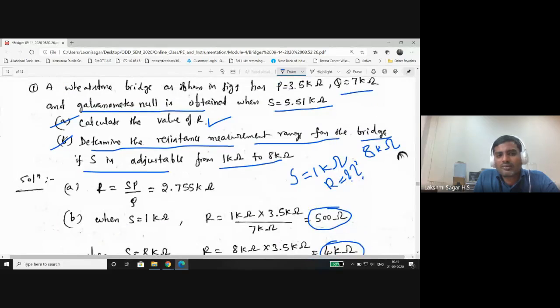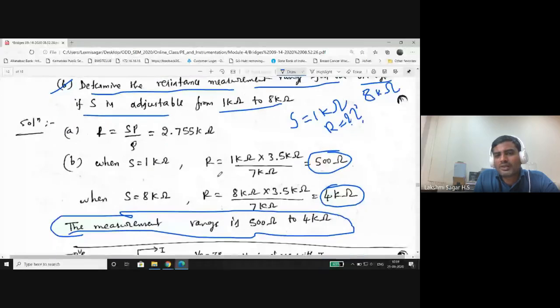So the second question tells: determine the resistance measurement range for the bridge if S is adjustable from 1 kilo ohm to 8 kilo ohm. First you need to calculate for 1 kilo ohm, next 8 kilo ohm. Then what is the measurement range? We got 500 ohm to 4 kilo ohm it can measure.